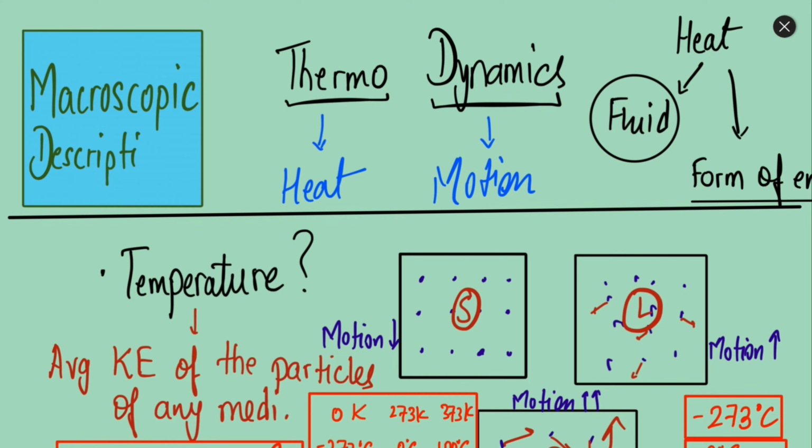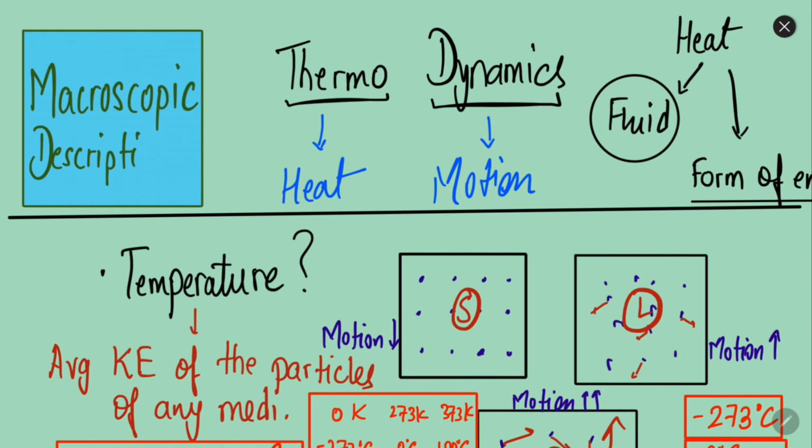Let's now study about thermodynamics. So thermodynamics is the study of heat in motion. So thermo means heat and dynamics means motion. So when we are studying about the transfer of energy, transfer of heat, we are studying thermodynamics. It is a macroscopic description.